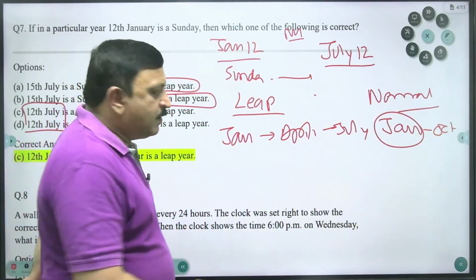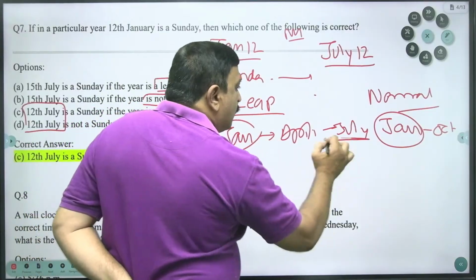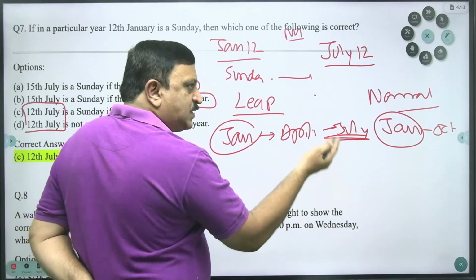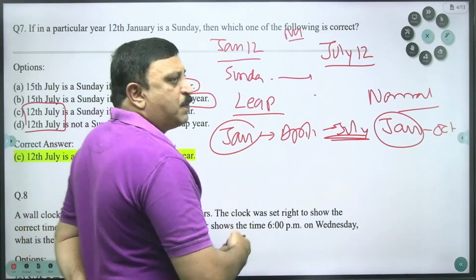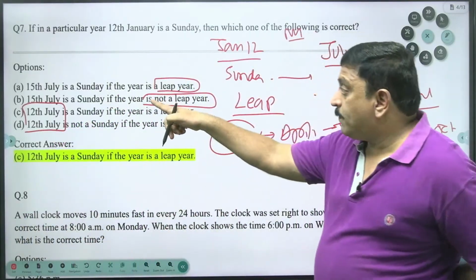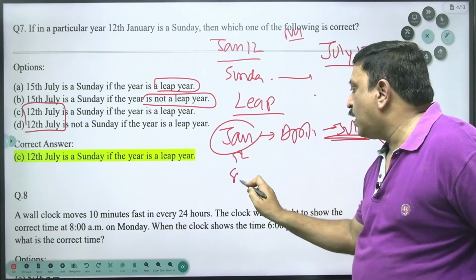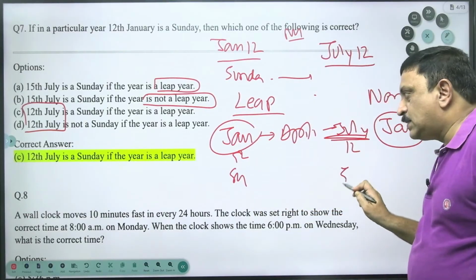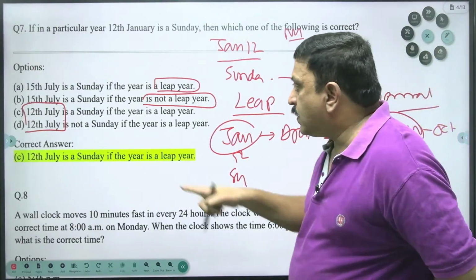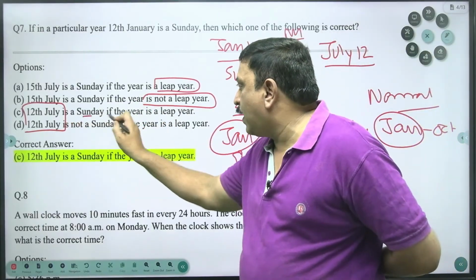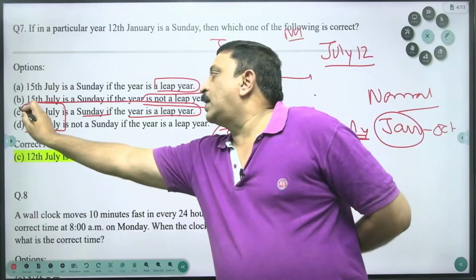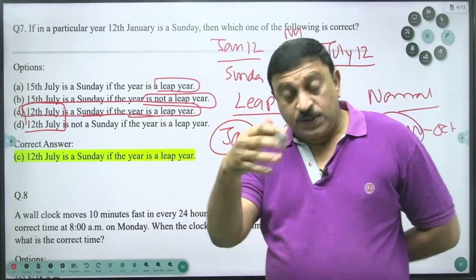So January has a specialty before February. If July 1st starts with Monday, January also starts with Monday. If January 12th is Sunday, July 12th is also Sunday. So what is your answer? 12th July is a Sunday if the year is a leap year. That's it. This is the inference you have to keep.